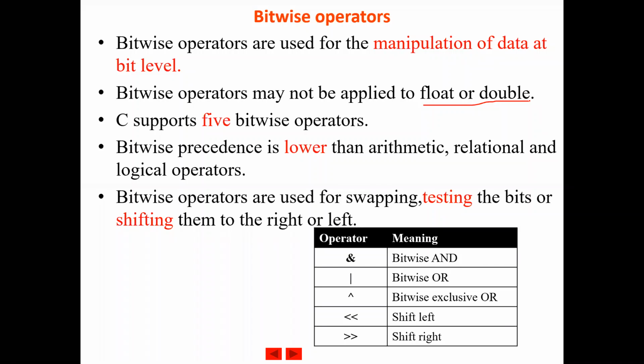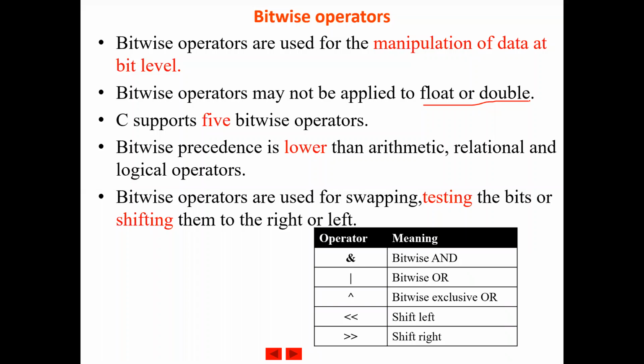So the bitwise precedence. I have slides for 6, but still the textbook gives 5 bitwise operators, so 5 is okay. Bitwise precedence is lower than, listen here, we have studied many other operators, right? Arithmetic, relational, and logical operators. Bitwise precedence is lower than all these 3. So when we construct the table of precedence, below the logical operator we have to give the bitwise operator.